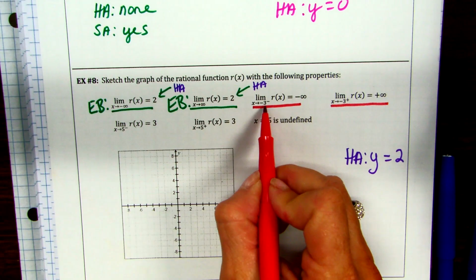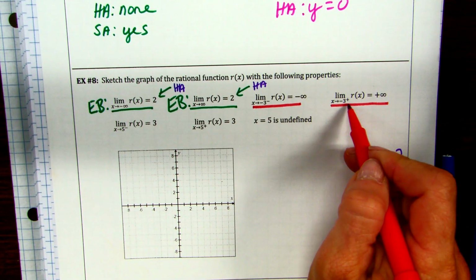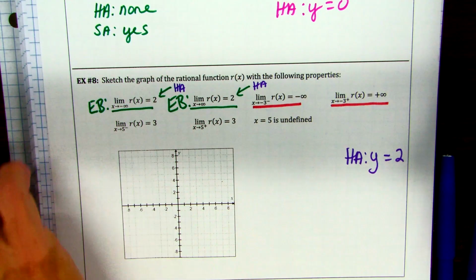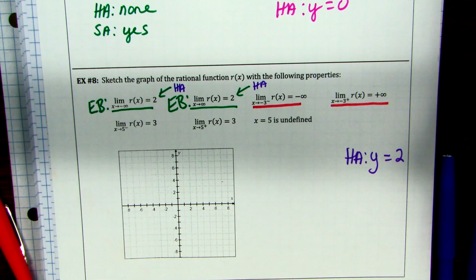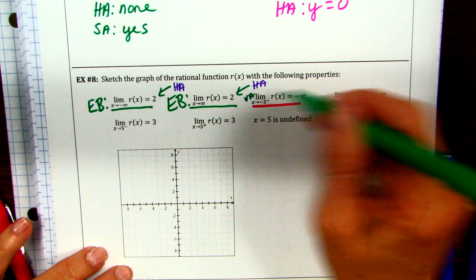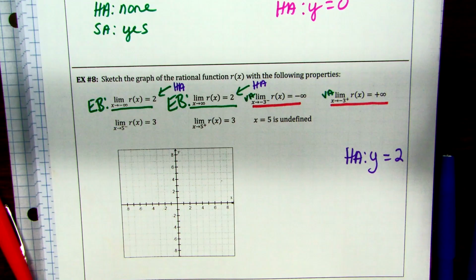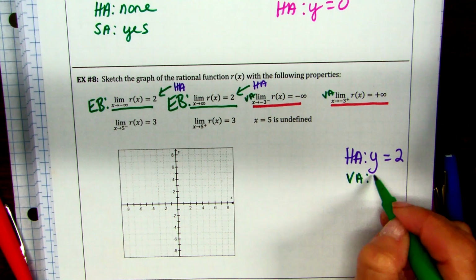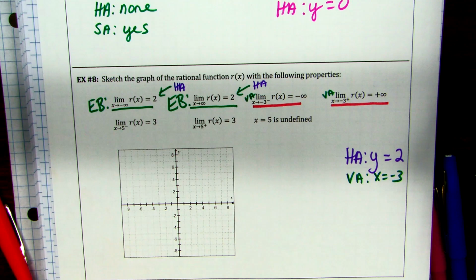Look at the next 2. Approaching -3 from the left, approaching -3 from the right. From the left, we're going down forever. From the right, we're going up forever. What does that make you think is in between those? A vertical asymptote, a vertical line. That's right. Think about the snake. It hits that -3 and it has to go up the wall or down. So that means we would have a VA at x equals -3.